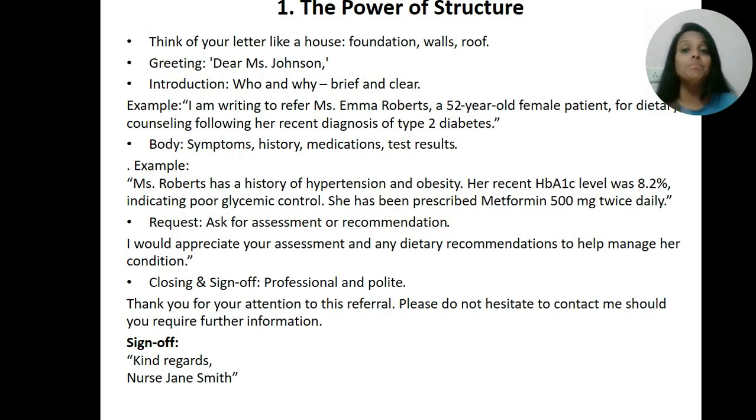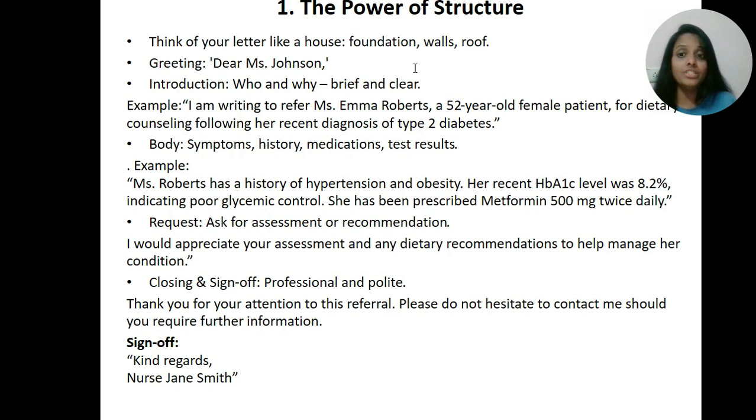Think about it like building a house. You need a solid foundation, walls, and roof to make it strong. Similarly, your letter needs a clear, logical structure to stand tall. Imagine you're a nurse and you have a patient named Emma who has just been diagnosed with type 2 diabetes. You need to refer her to a dietitian. So here's the structure that you should follow.